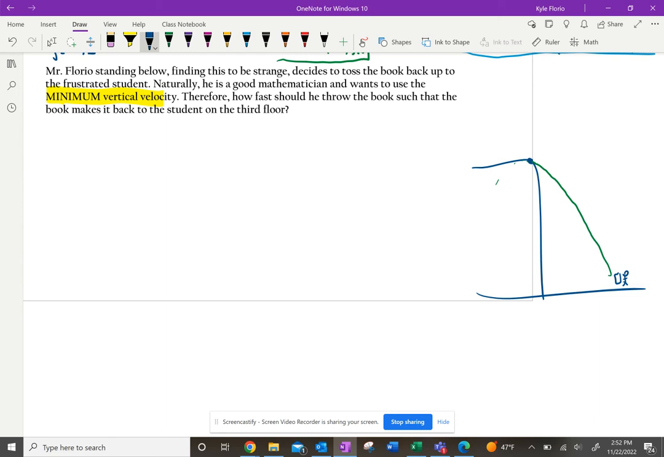Okay, so I want my height to be 0, and I'm on the ground. All right, so let's find out what's going on here. In this case, gravity is still negative 32. Now, my initial height, I'm on the ground, so my initial height is 0.